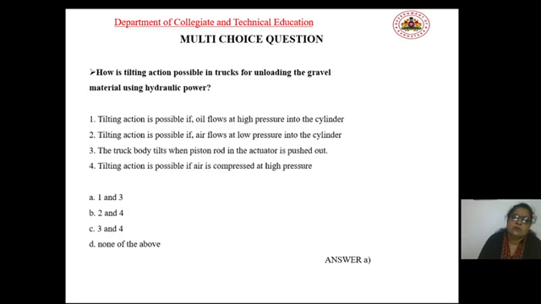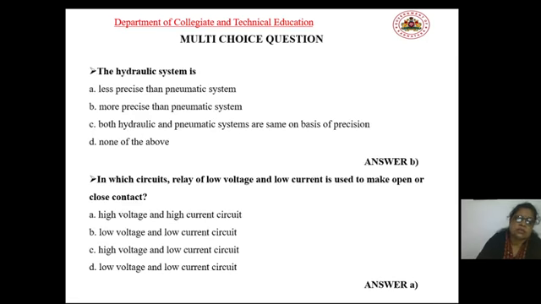How is tilting action possible in trucks for unloading gravel material using hydraulic power? Definitely the answer is A, because tilting action is possible if oil flows at high pressure into the cylinder. Tilting action is possible if air flows at low pressure into the cylinder, that is either in pneumatics or hydraulics. A hydraulic system is more precise than a pneumatic system, because a pneumatic system is an open system that suits smaller applications. So definitely the answer is B.